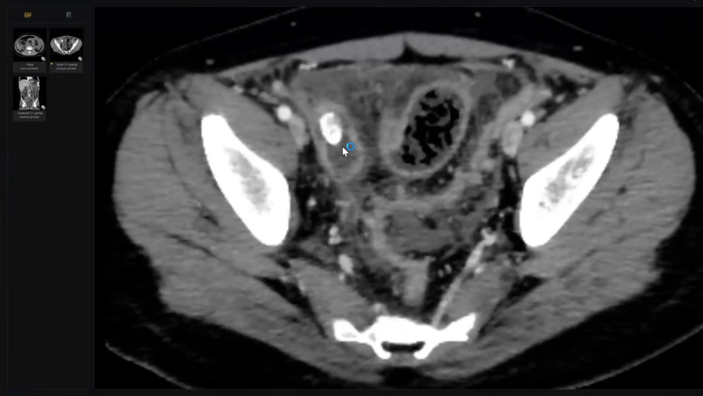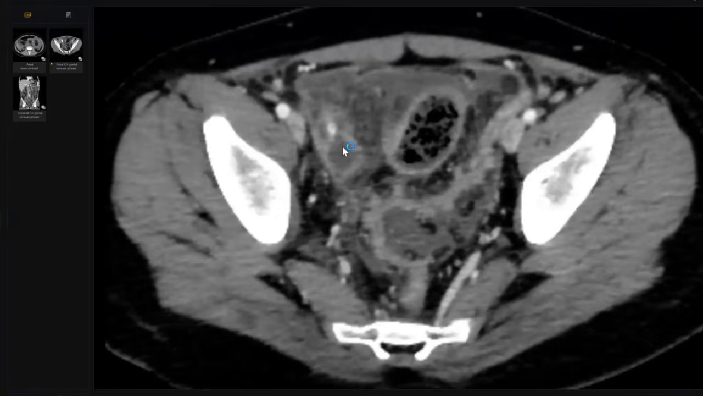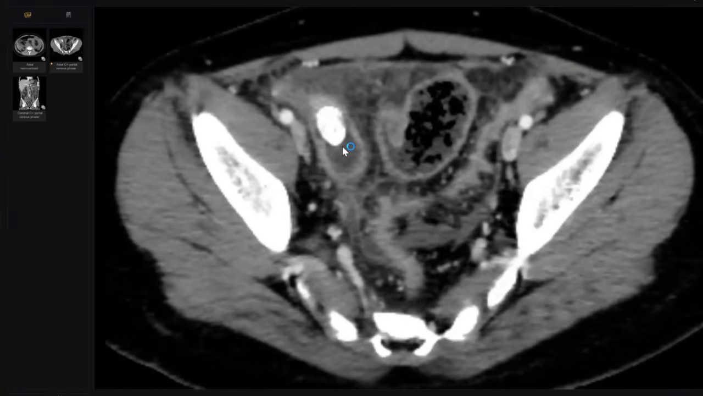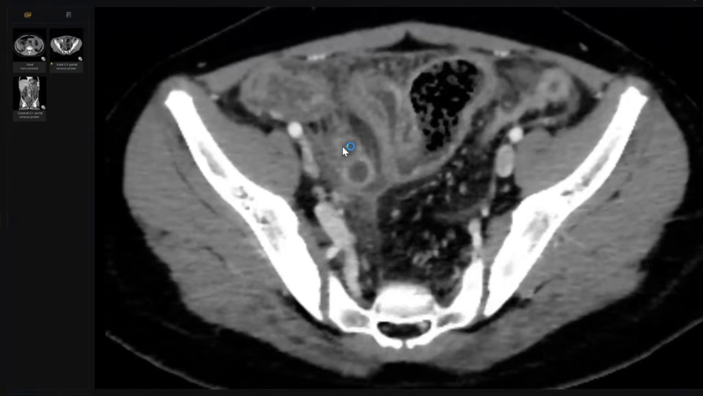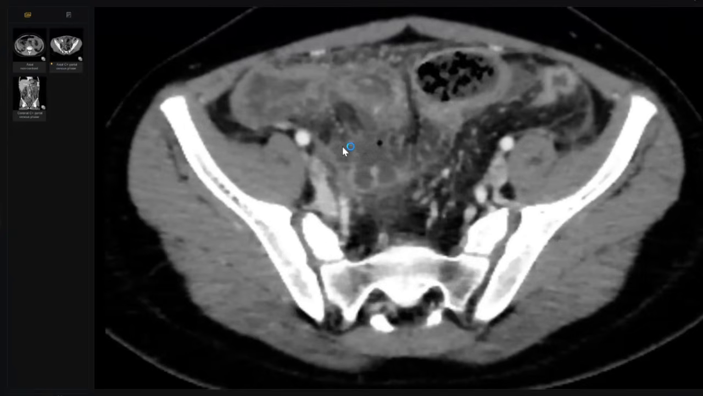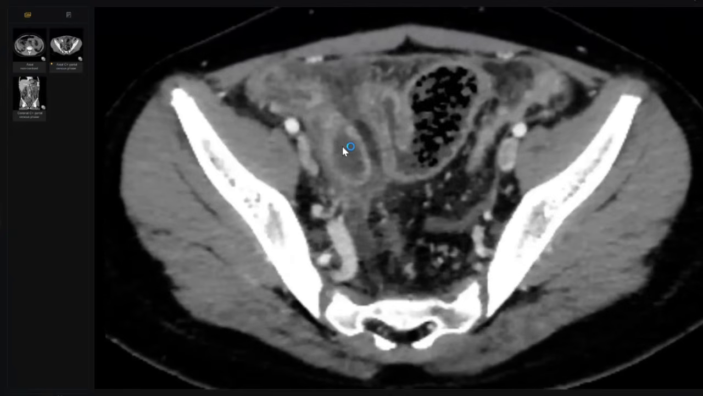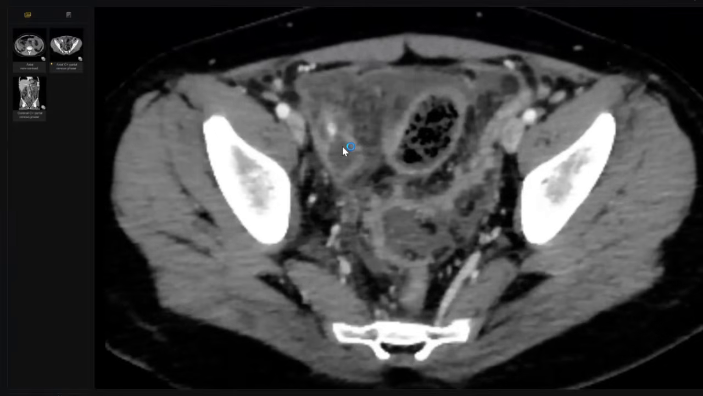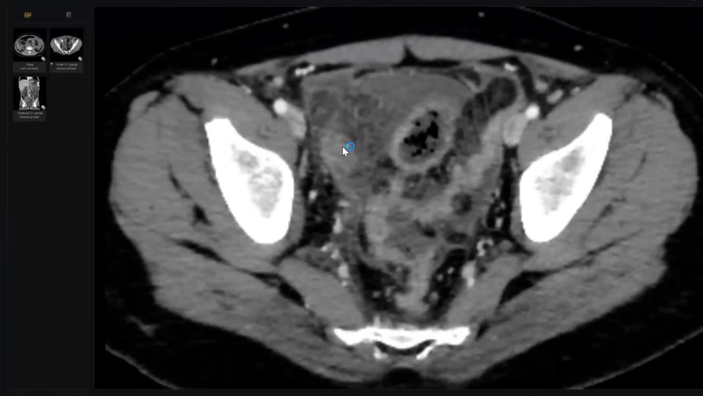No more time allowed. Okay, so this is a small bowel obstruction likely due to an inflammatory stricture involving the small bowel, and this is likely a fecolith or appendicolith with an associated inflammatory process involving the appendix as well. Yes, like this. Thank you so much.